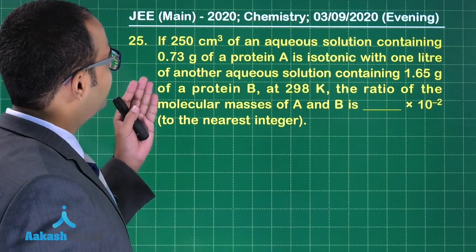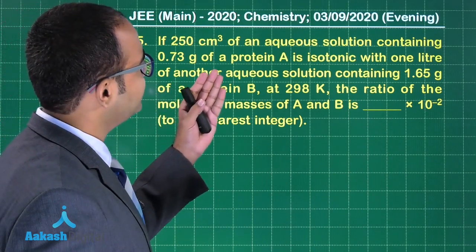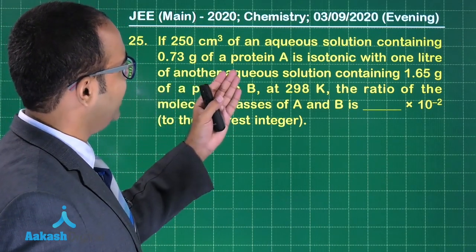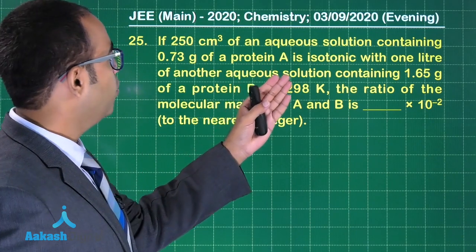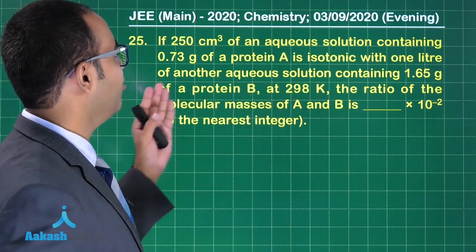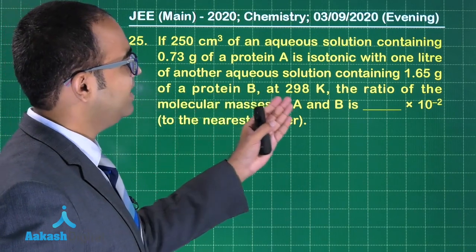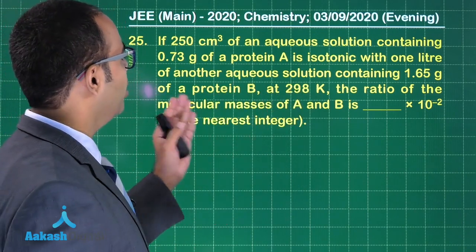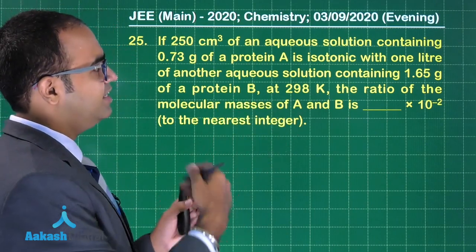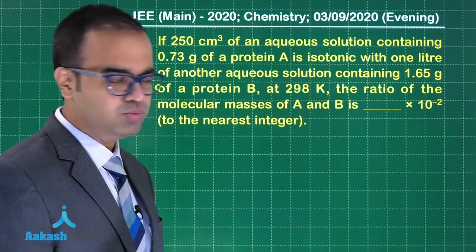So if 250 cm cube of aqueous solution containing 0.73 grams of protein A is isotonic with 1 liter of another aqueous solution containing 1.65 grams of protein B at 298 Kelvin, the ratio of molecular masses of A and B is. So you have to get the answer in terms of what? Into 10 to the power minus 2.